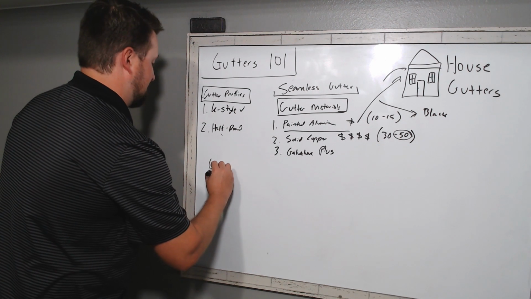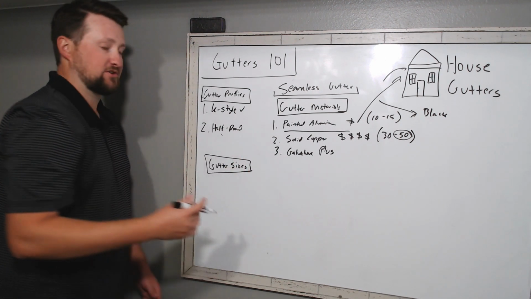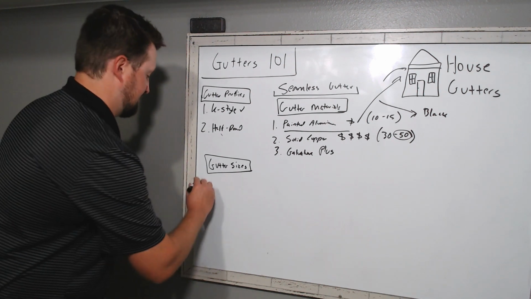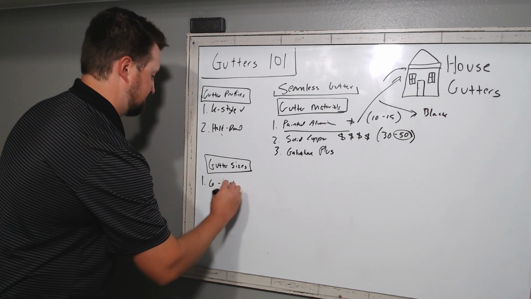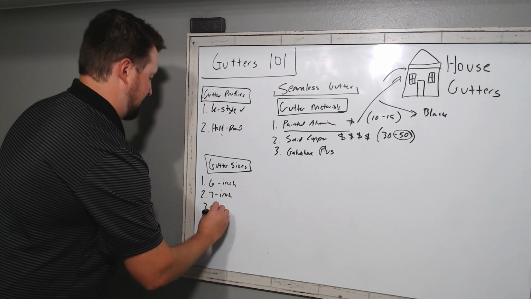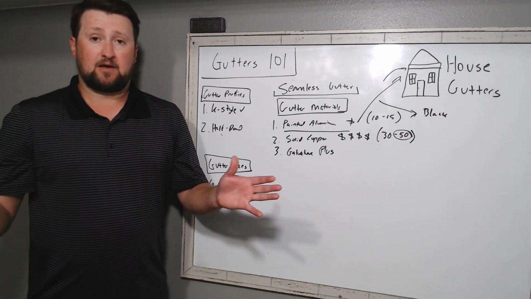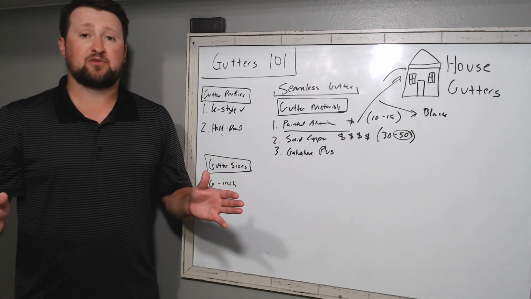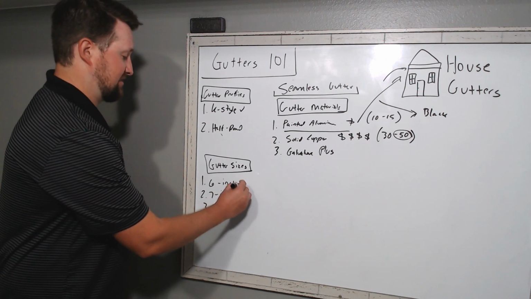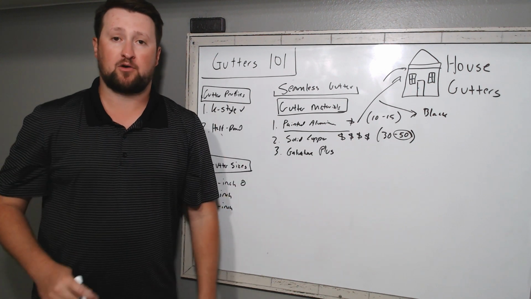So the next thing is going to be the gutter sizes. For us, we actually have 3 different machines. The standard size gutter on the Gulf Coast is the 6-inch gutter. We also have a 7-inch gutter, and we have a 5-inch gutter machine. The 5-inch is still pretty common around other parts of the United States that don't get a lot of rain, but here on the Gulf Coast, the 6-inch gutter is the standard size, just due to the volume of water that we get.